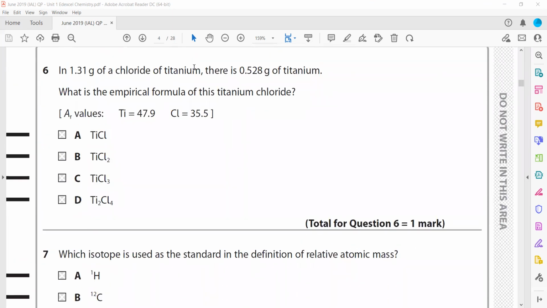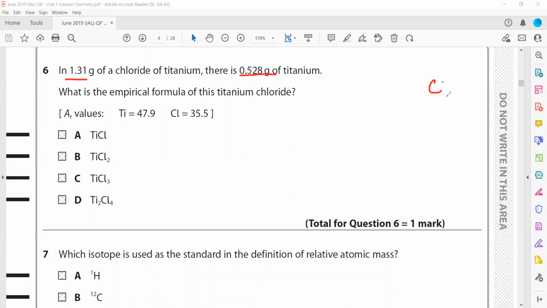In question 6, 1.31 gram of a chloride of titanium, there is 0.528 grams of titanium. What is the empirical formula? So this is a total mass 1.31. The titanium is 0.528. So we will subtract to get the mass of chlorine, so 1.31 minus 0.528. That will give us 0.782.